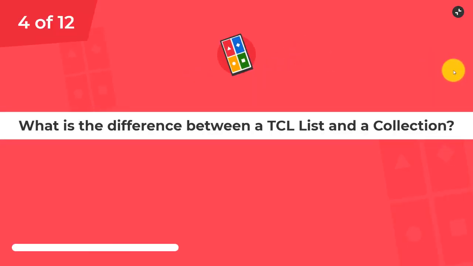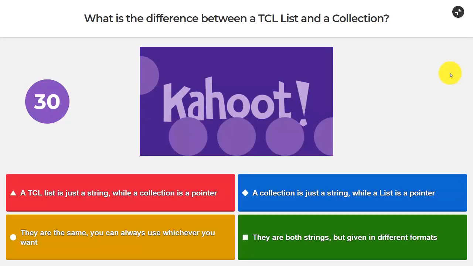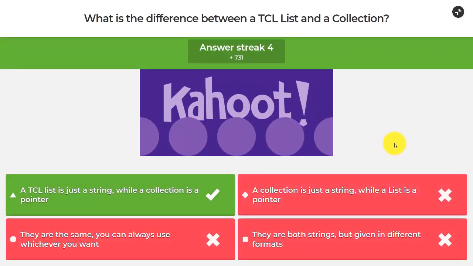So question number 4. What is the difference between a Tickle list and a collection? A Tickle list is just a string, while a collection is a pointer. A collection is just a string, while a list is a pointer. They are the same, and you can always use whichever one you want. They are both strings, but given in different formats. Well, that's a kind of a strange question, but I think this is the way it is.